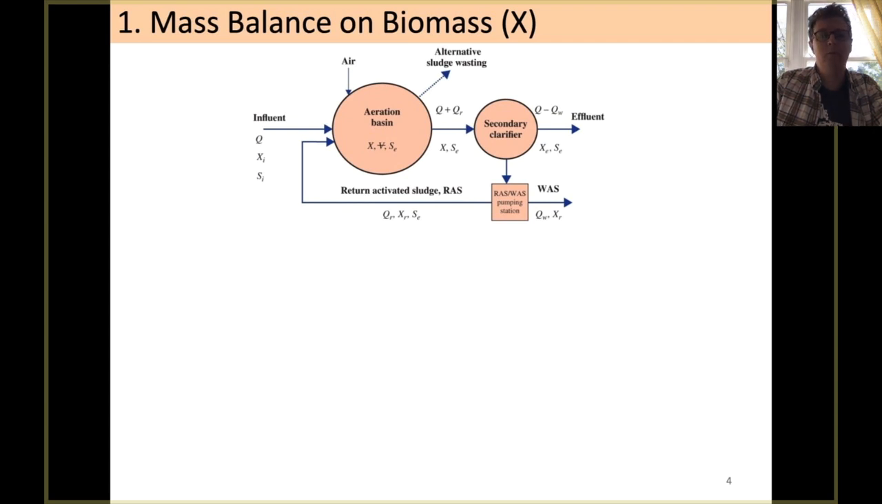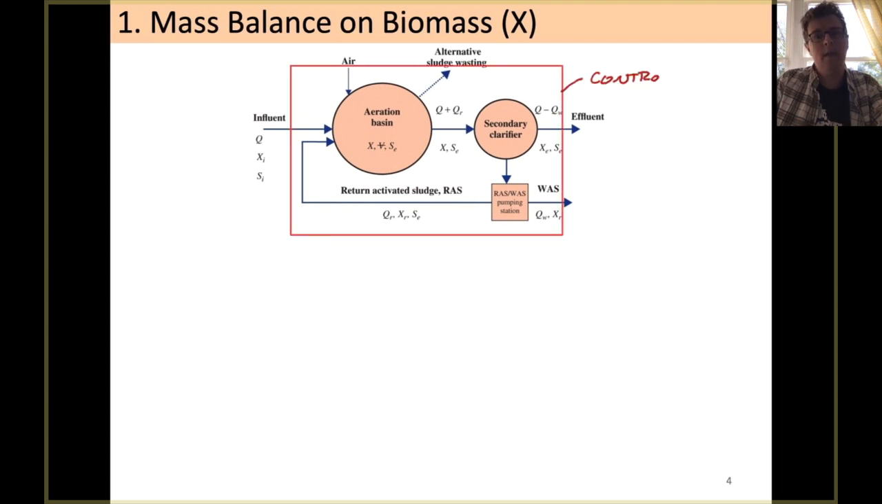So we're going to step through this. I want to show you a bit of where these equations come from and why they exist before we just pull on some of the most useful ones for design. So the first thing we'll do is establish a control volume around this entire process. So one input and two outputs, and we'll do a mass balance on biomass.